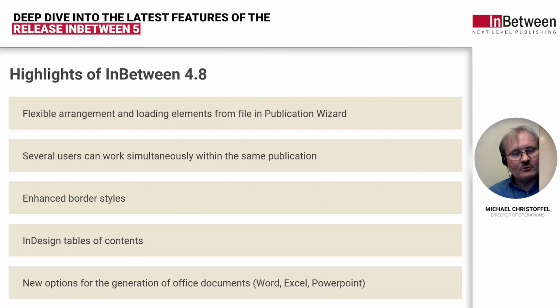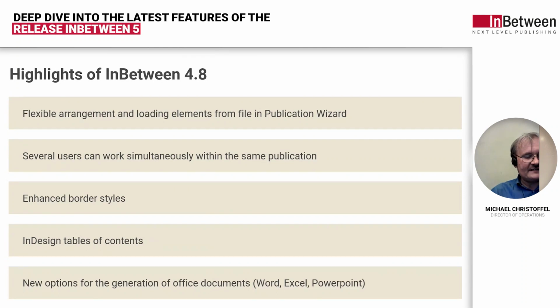The second thing is that several users can work simultaneously on the same publication. So, for example, with a fashion catalog, some users are working on women's fashion, some on men's fashion, some on kids' fashion, some on accessories, and all on the same publication at the same time.